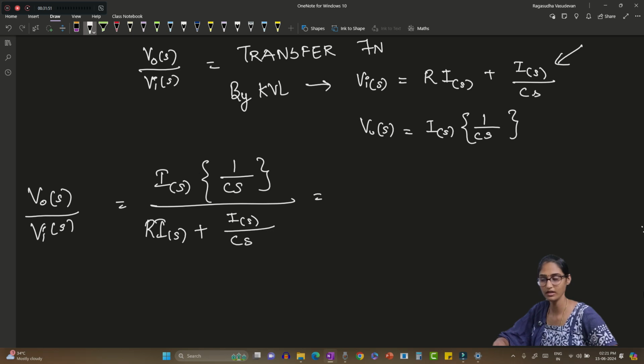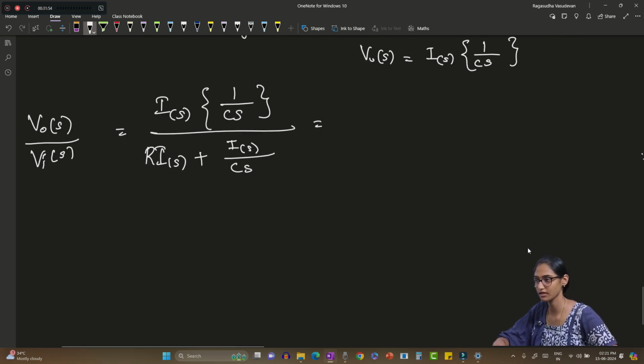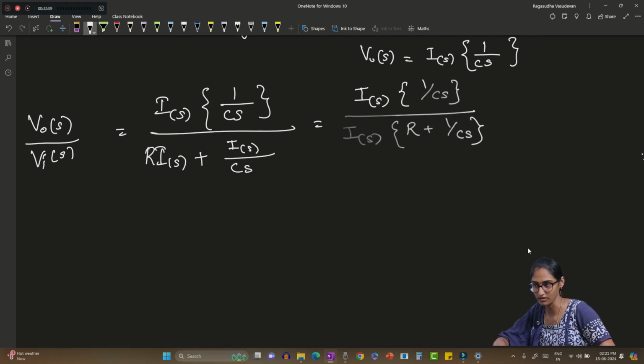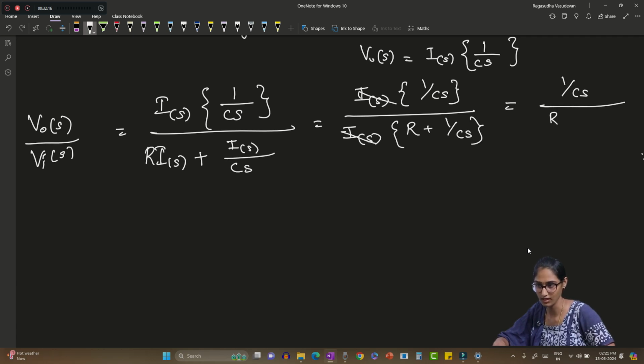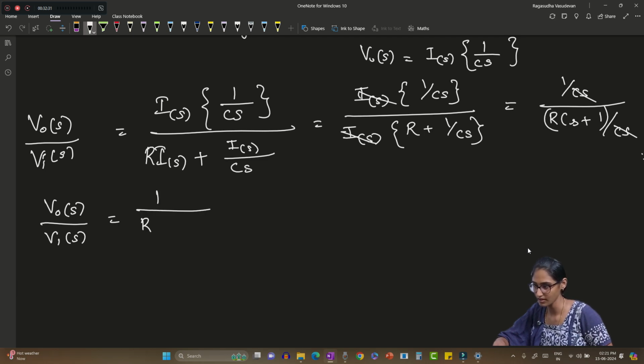so how can I simplify? In the denominator I can take the I of S term as common so that it can cancel with the numerator. Now I can take the LCM in the denominator and have this as RC into S plus 1 divided by CS. So these terms will cancel, and what is the transfer function of this first order system? Output by input, which is equal to 1 divided by RC into S plus 1.